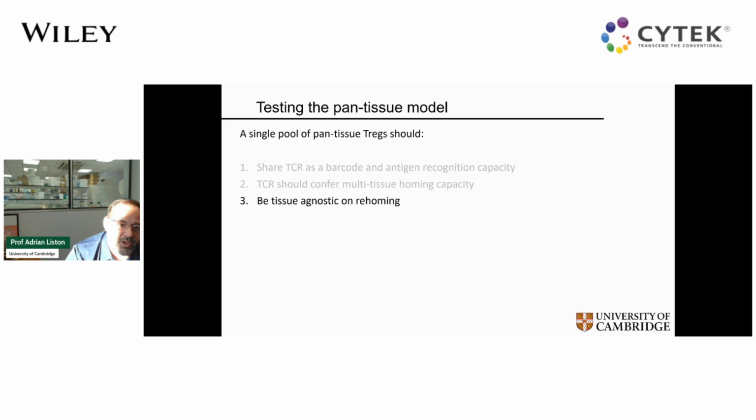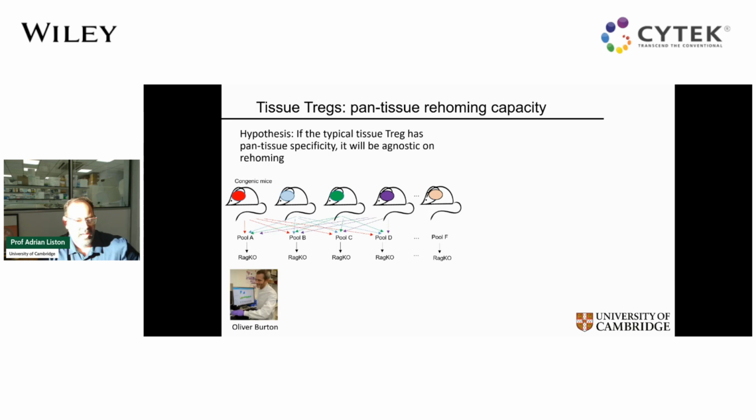Now, the third test of this pan-tissue model is that regulatory T cells from tissues, if they really are pan-tissue in nature, should be tissue agnostic on rehoming. For this, we had an experiment from Oliver Burton where we extracted Tregs from different tissues and then transferred them into a new mouse and looked where they homed. The way we did this is to have multiple different congenic strains. So we can have CD45.1, CD45.2, CD45.1.2, CD45.1 GFP, and so forth.